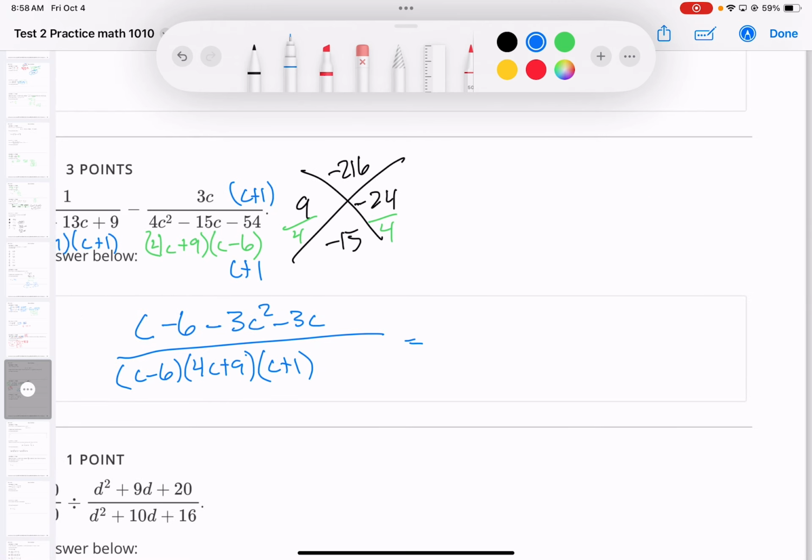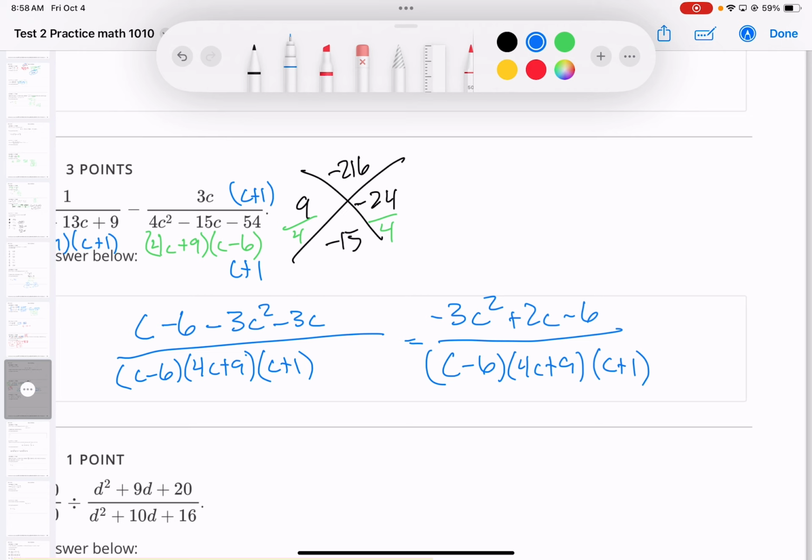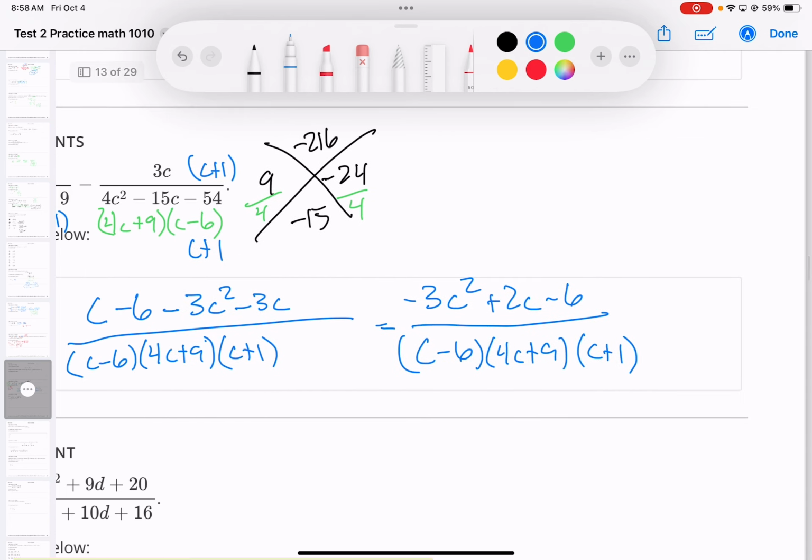That's going to give me negative 3c squared plus 2c minus 6 over c minus 6, 4c plus 9, c plus 1. I want to factor out a negative, so I'm going to just do that right here on the side. I'm going to change all my signs. Oh, I can't remember what they were now. Positive, negative, positive. Okay.